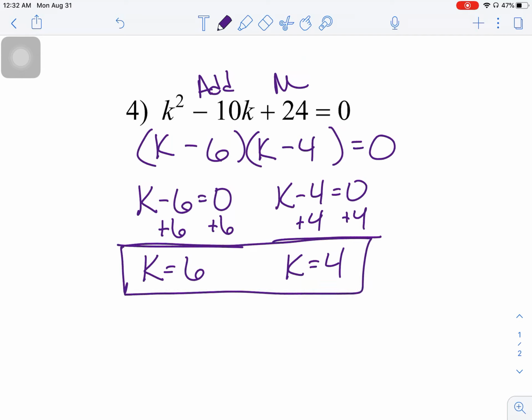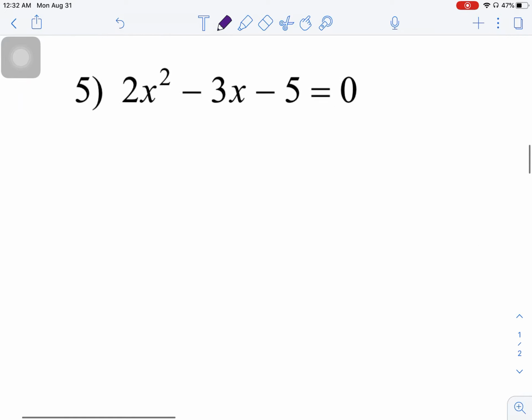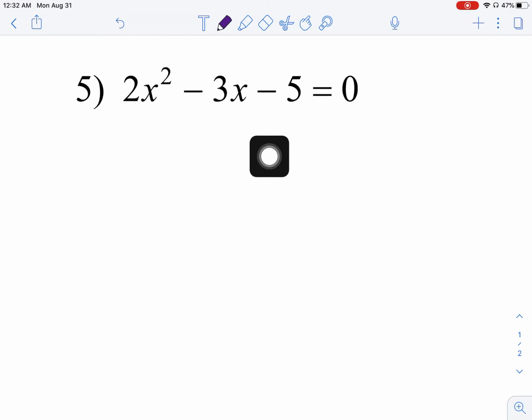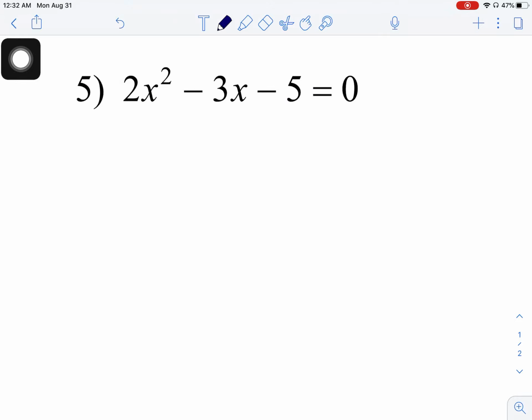All right, so you've seen examples now where you had problems that were already factored. In this case, you had to factor. So you can see both of them, and it just depends on what kind of problems you have here. All right, problem number 5. Is it set equal to 0? Yes. Is it factored? No. So a factoring we shall go.